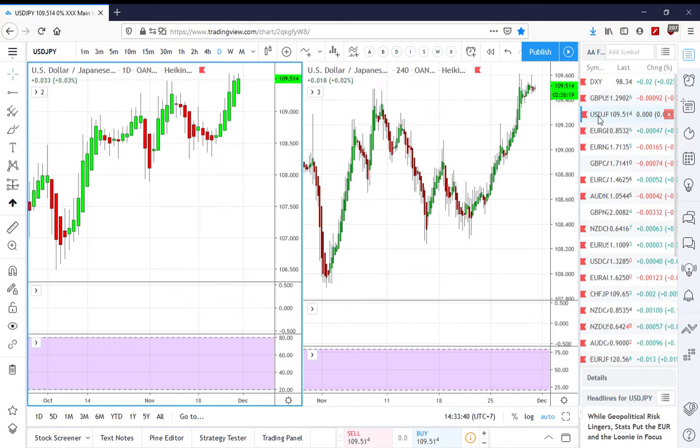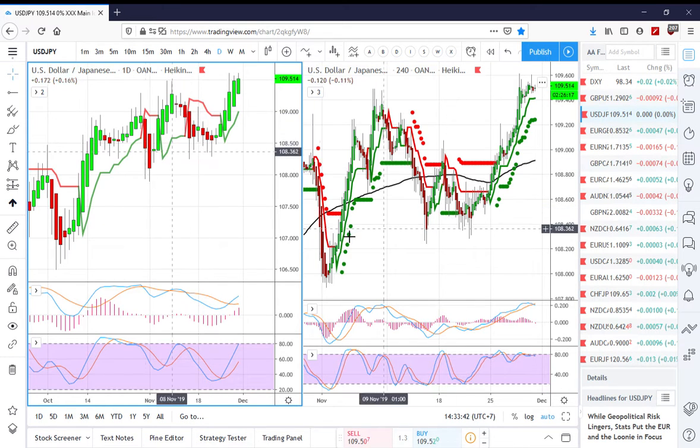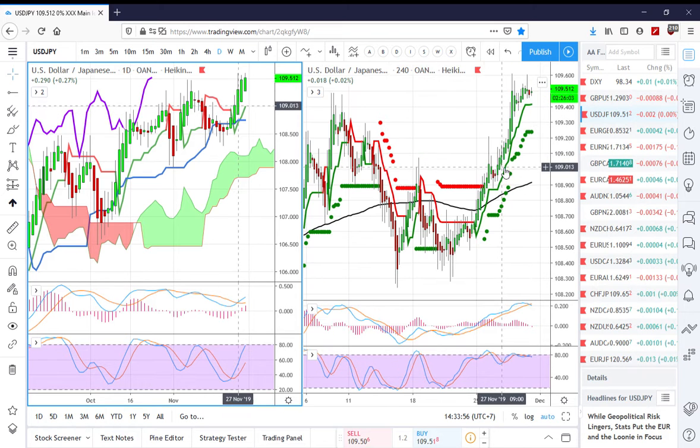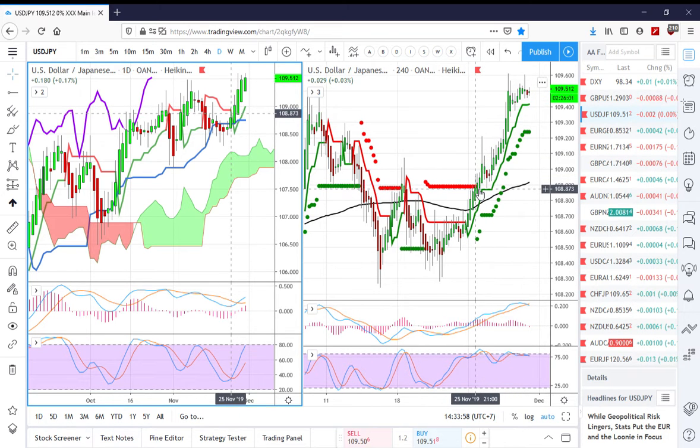US dollar Jappy has been good. That US dollar Jappy pulled back to this flat bed on the Kumo here, and then it bounced off there. It's had a nice move here on the 4 hour to the upside, so it's been a nice one.